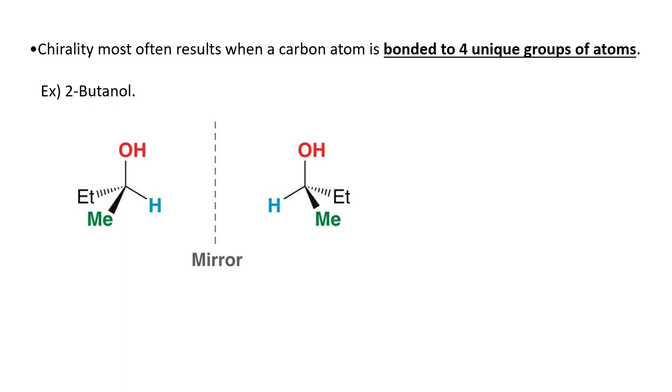So when we're looking at molecules, we need to be able to identify a chiral molecule. And we do that by looking for any carbon atom that has 4 unique groups attached. Let's take 2-butanol, for example. So here's our carbon, and it has an alcohol, a hydrogen, a methyl, and an ethyl attached. So this is a carbon with 4 unique groups attached to it. That makes this carbon, and therefore the whole molecule, chiral.